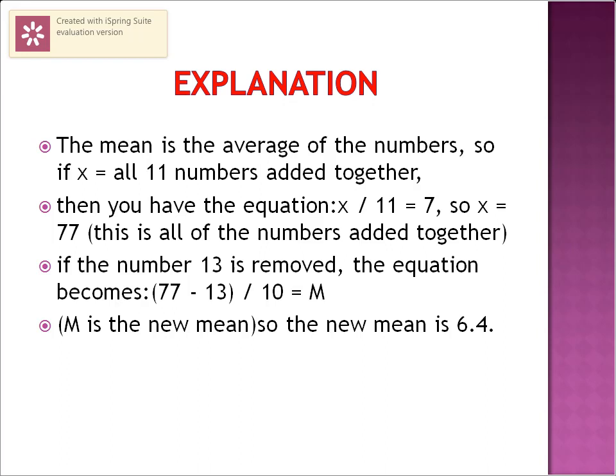The mean is the average of the numbers. So, if x equals all the 11 numbers added together, then you have the equation x by 11 is equal to 7, which means x is 77. Then we need to remove this 13 from that 77. So we get 64 divided by 10. The answer is 6.4.